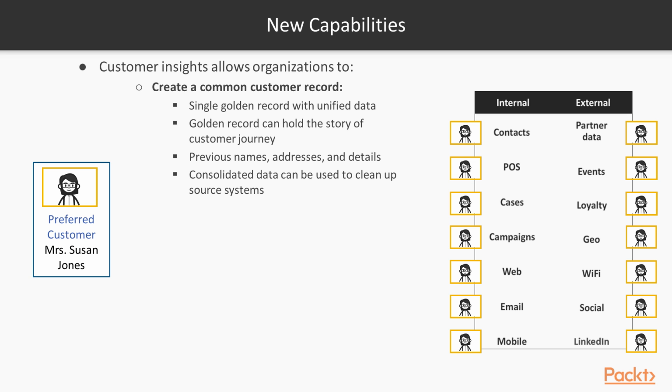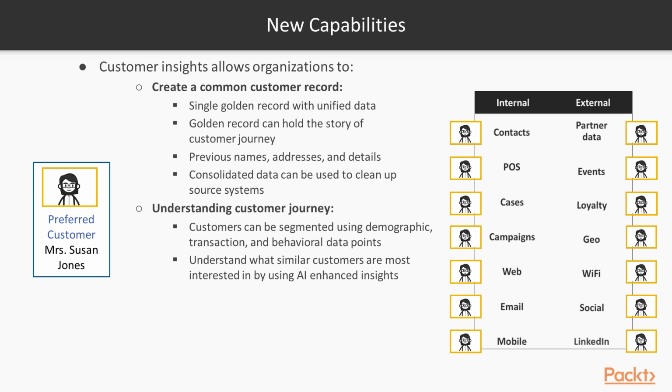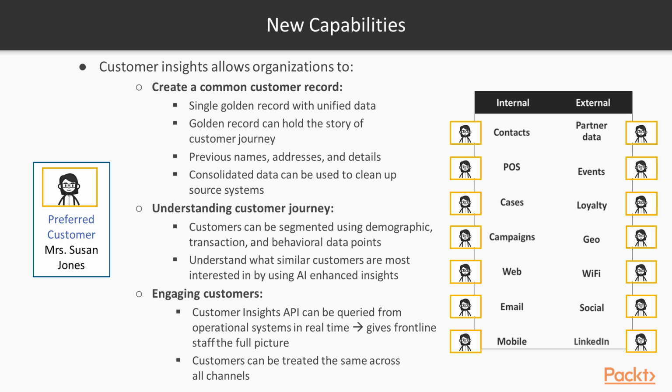If you consider Mrs. Jones, she might have been Mrs. Susan Smith before she was married, as an example, or our customers might have been living across many addresses, so their situation will change, and we won't always keep up to date as an organization. But with Customer Insights, we can address this. We can also better understand the customer journey. So with this tool, customers can be segmented using not only demographic information, but also transaction and behavioral data. We can also understand what similar customers are most interested in by using AI-enhanced insights. And we can better engage our customers.